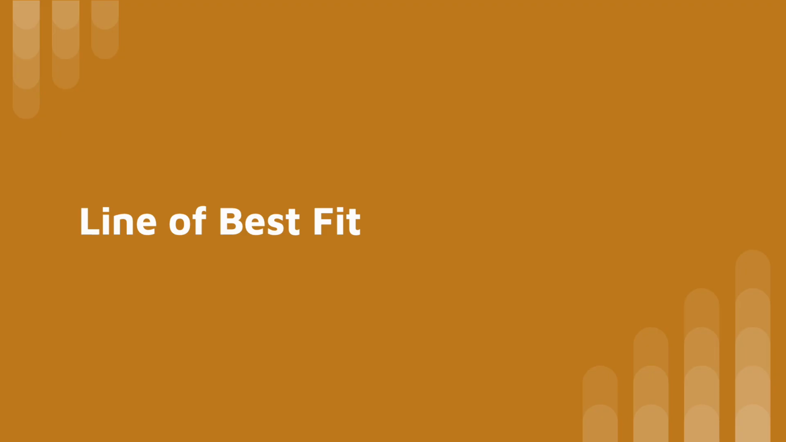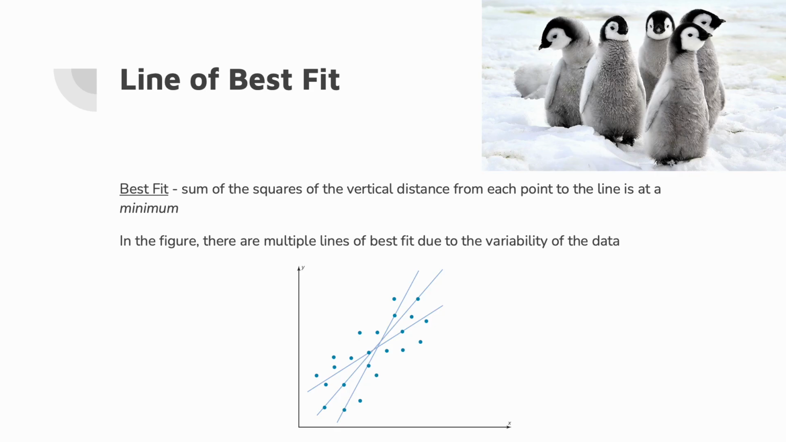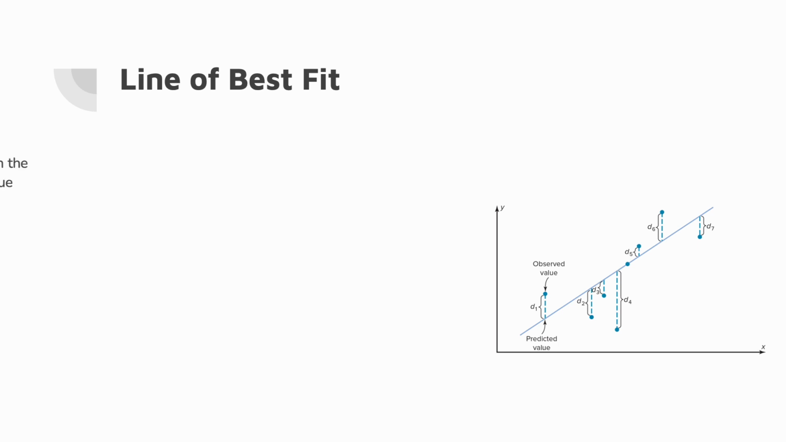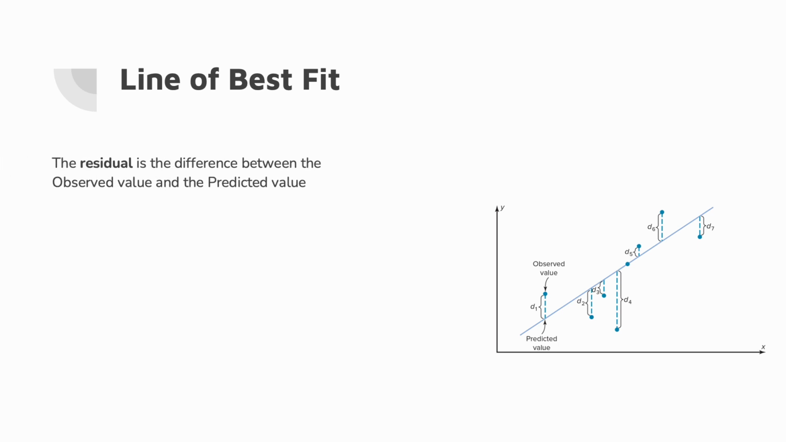Next up, we got the line of best fit. So the best fit is the sum of the squares of the vertical distance from each point to the line that is at a minimum. In the figure below, there are multiple lines of best fit due to the variability of the data. The residual is the difference between the observed value and the predicted value.